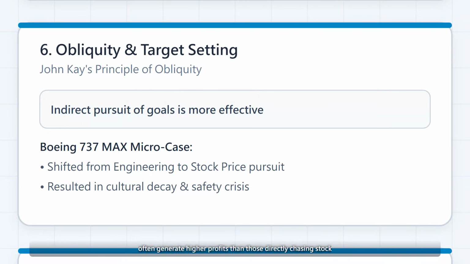A sober historical warning is Boeing's corporate governance shift in the late 1990s. Boeing historically prioritized engineering mastery, delivering world-leading commercial jets and strong profits. When new management shifted to aggressively driving quarterly stock performance and squeezing engineering budgets, corporate culture eroded, contributing to the catastrophic 737 MAX grounding crisis.